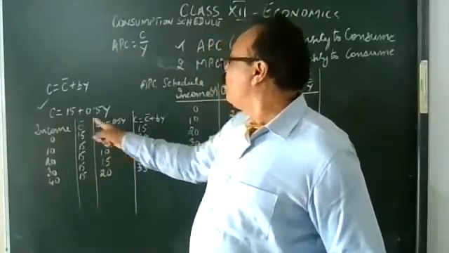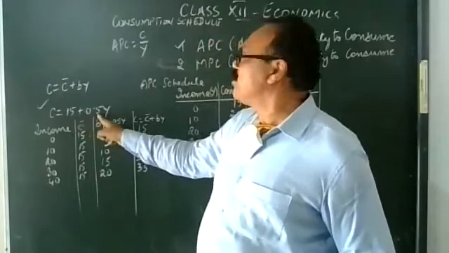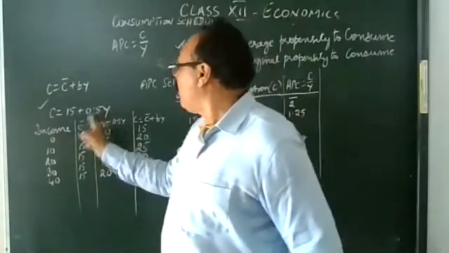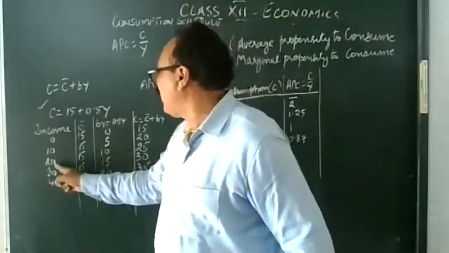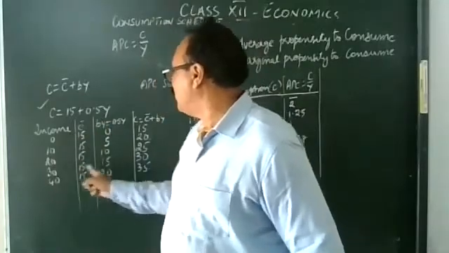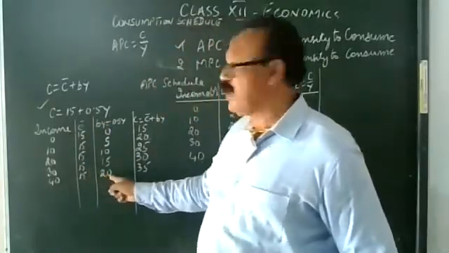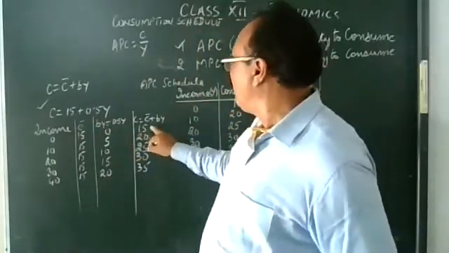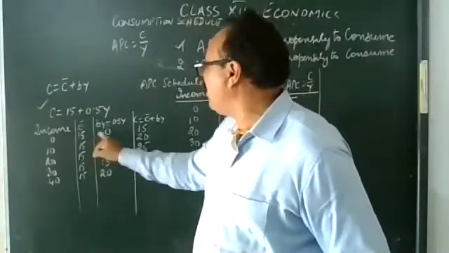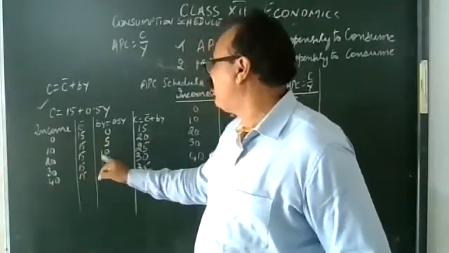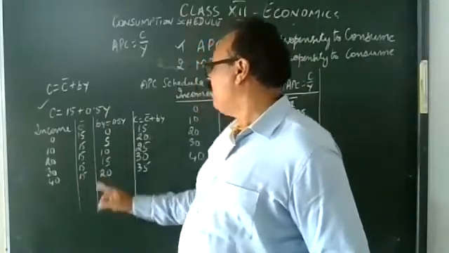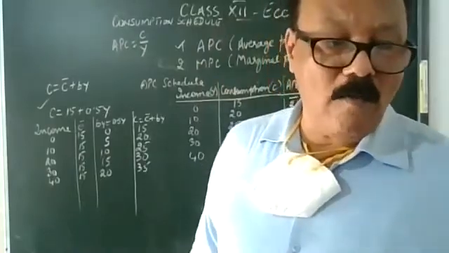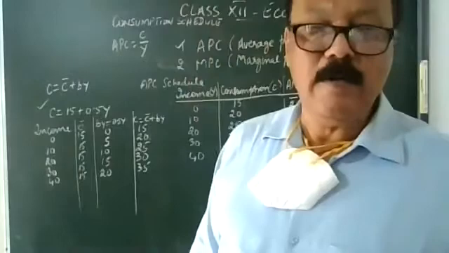Autonomous consumption is written 15 over here. bY is equal to what? b is 0.5, 0.5 into Y, that is 0.5 into 0, 0. 0.5 into 10 is 5. 0.5 into 20, 10. 0.5 into 30, 15. 0.5 into 40 is equal to 20. When we add this up, we get the entire function: 15, 20, 25, 30, and 35, by adding 15 plus 0, 15 plus 5, 15 plus 10, 15 plus 15, 15 plus 20.